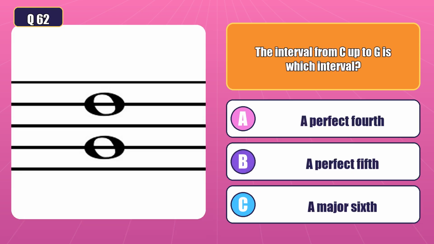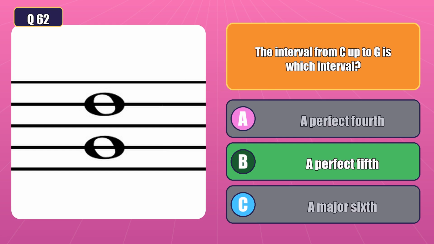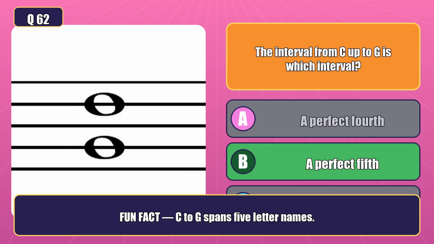Question number 62. The interval from C up to G is which interval? The answer is a perfect fifth. Fun fact, C to G spans 5 letter names.